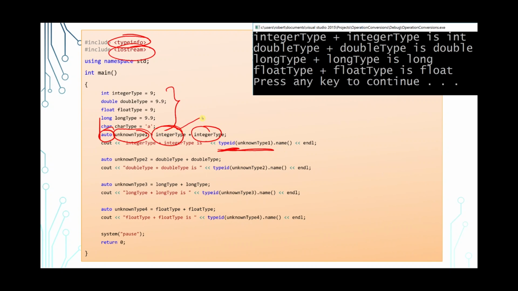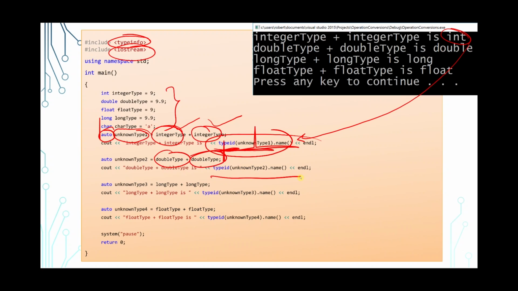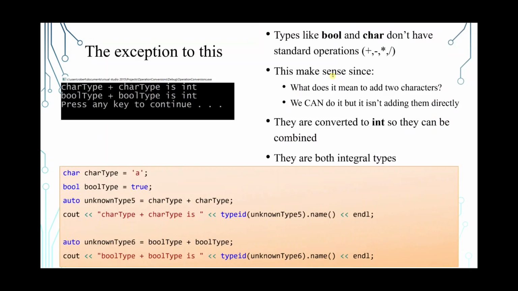So if we do integer and integer, what is that going to give us? It gives us int. So this is printing this word, int. Why? Because int plus int results in an int. Double plus double results in what? Double. Long plus long results in long. Float plus float results in float. Okay, that was straightforward, right? What about if we mix those?